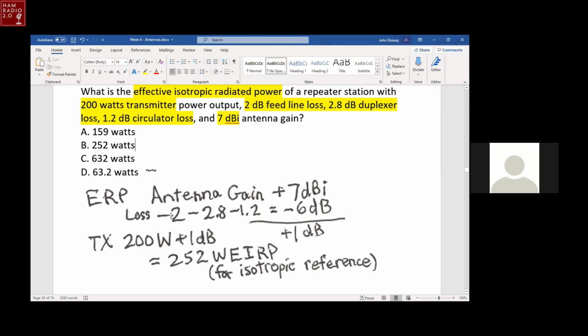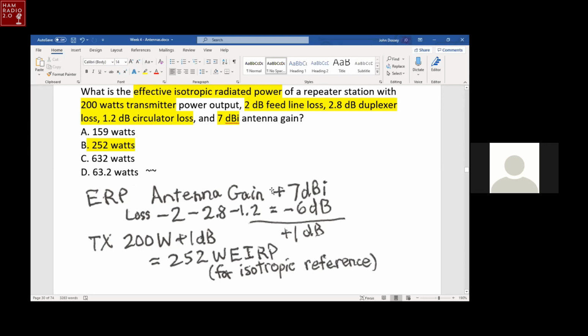Add up the losses, 2, 2.8, 1.2, total is 6. So that takes off nearly all the antenna gain. You end up with plus 1 dB out of the antenna over the transmit power. So the transmitter's 200 watts and 1 dB over that gives you 252 effective isotropic radiated power, because this question is relative to isotropic. So the answer here is 252 watts, just barely over the 200 watt transmitter. Everybody follow that?